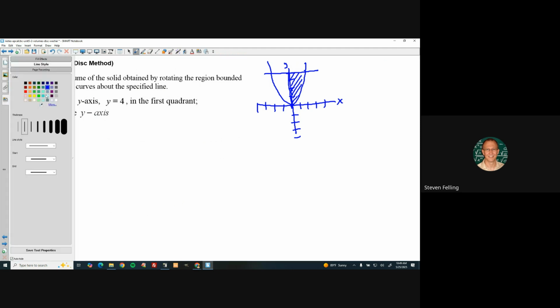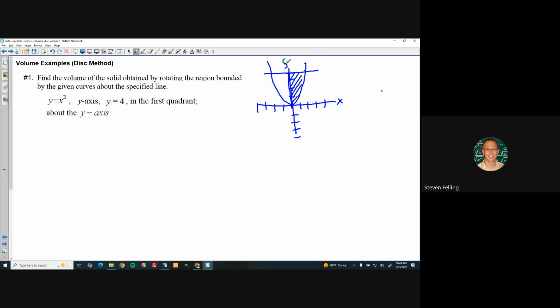We're rotating around the y-axis. So I'm going to change colors here and mark that we're rotating around the y-axis. Right? So that means if you imagine rotating this around there, you're going to get a shape. So kind of a half of a football shape of volume in front of you.